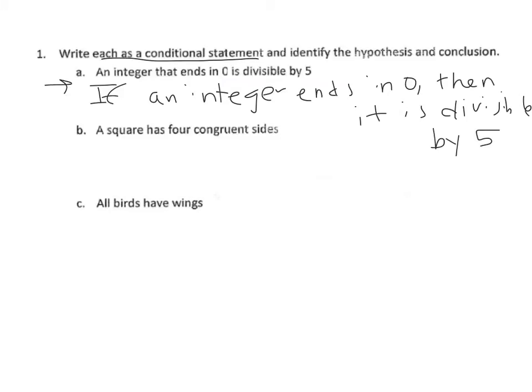Okay, the second part, I have to identify the hypothesis and the conclusion. So the hypothesis is everything that's after the if until the then part. So my hypothesis is an integer ends in 0. My conclusion is it is divisible by 5. So this is the conclusion part.